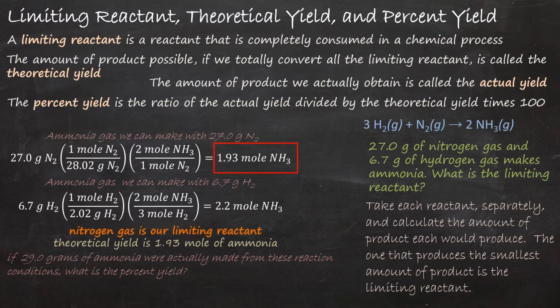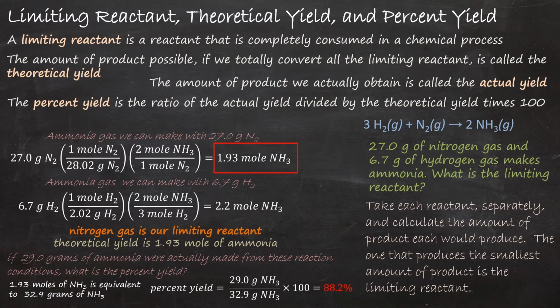Well, right now, we know that the theoretical yield is 1.93 moles of ammonia. We will convert this theoretical yield in moles to grams of ammonia using the molar mass. 1.93 moles of NH3 is equivalent to 32.9 grams of ammonia if we multiply 1.93 moles by the molecular mass of ammonia. To get the percent yield, we divide the 29.0 grams actual yield by the 32.9 grams theoretical yield and multiply by 100 to get things into percentages, obtaining a percent yield of 88.2%.